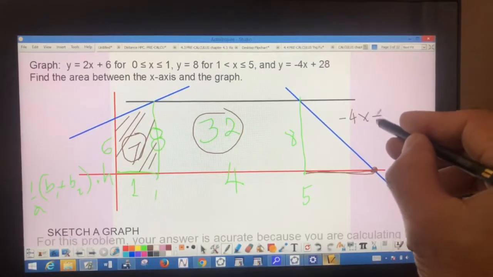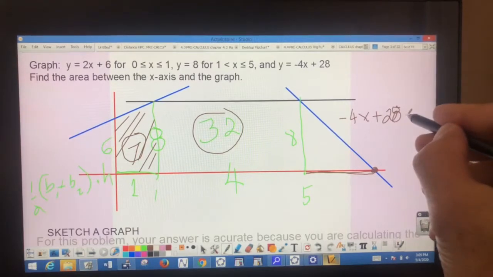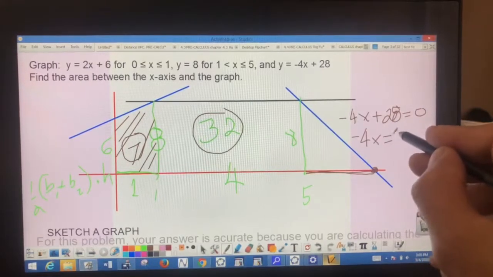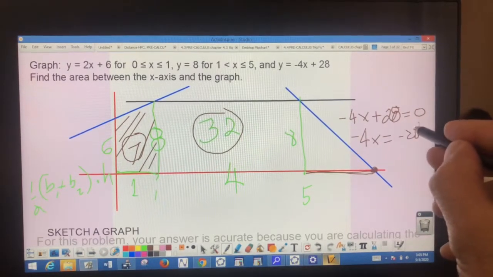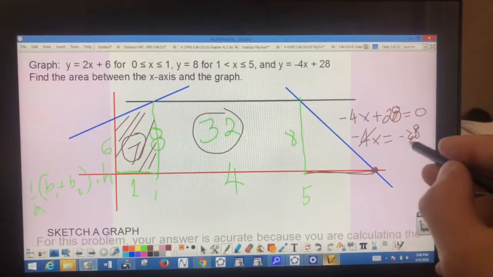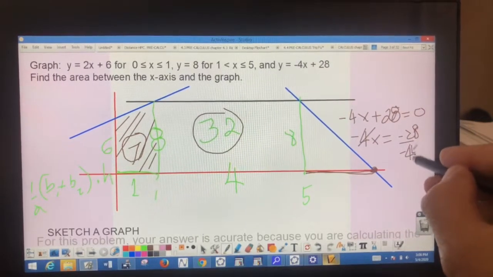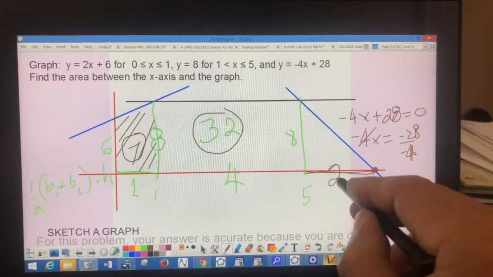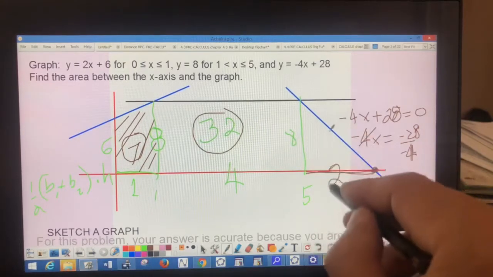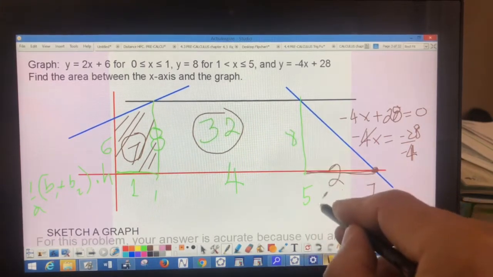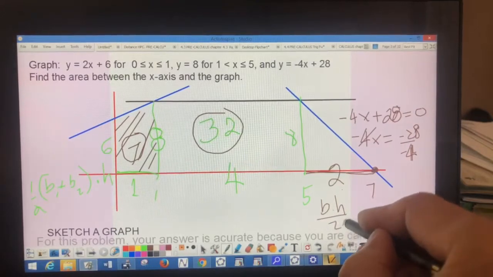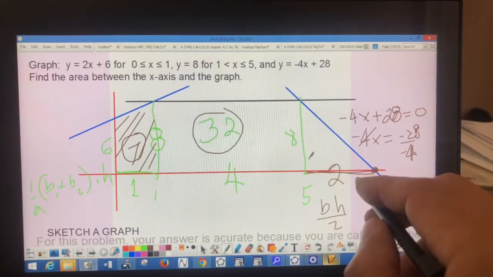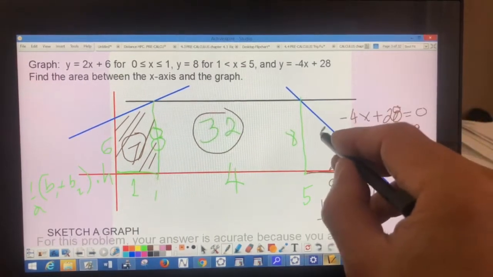Negative 4x plus 28. This time we'll set it equal to 0. So now you got negative 4x equals negative 28. If you divide that by 4, you should have 7. So this is 2. Base times height divided by 2, so 2 times 8. Base times height divided by 2, that's the triangle. So 2 times 8 is 16. Then 16 divided by 2 is 8.